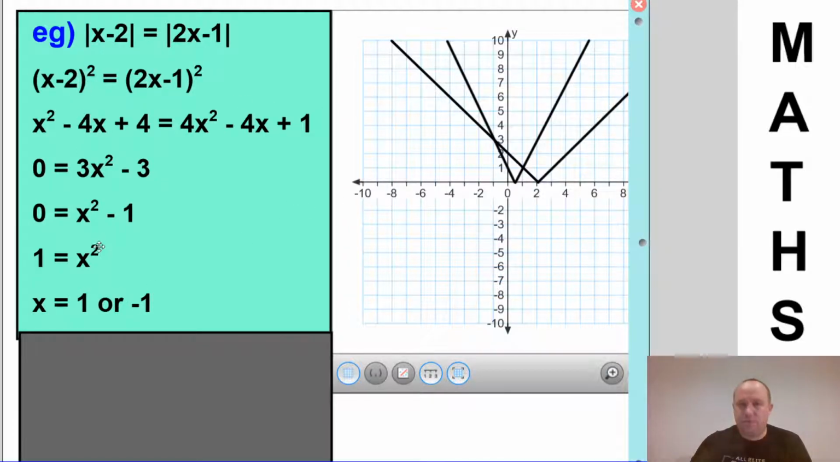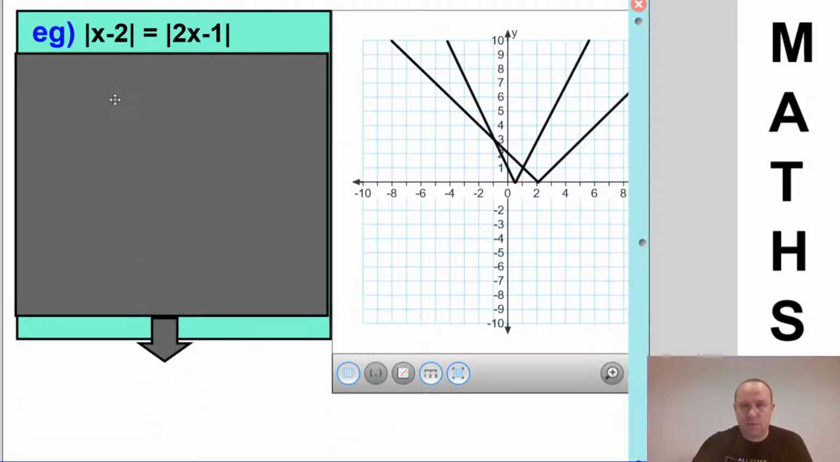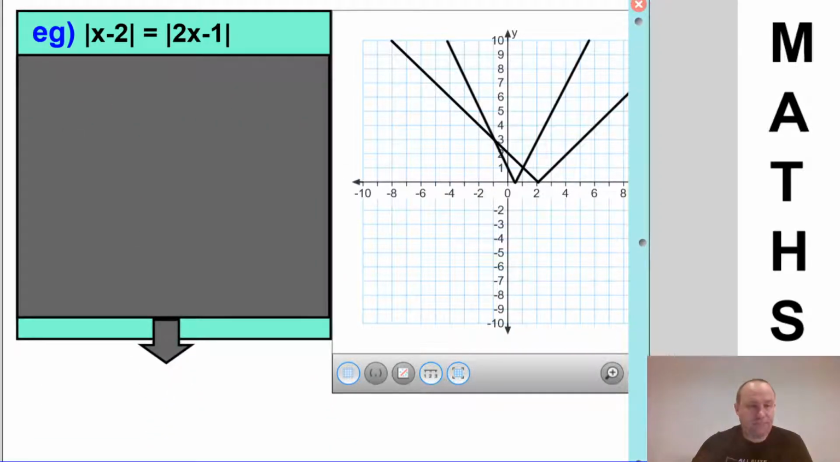Generally, we want to do it algebraically because it's more accurate, but you can use that as another check as well. If you have time on a question, you might want to check the other answer as well, just to make sure that you do end up with the same answer.